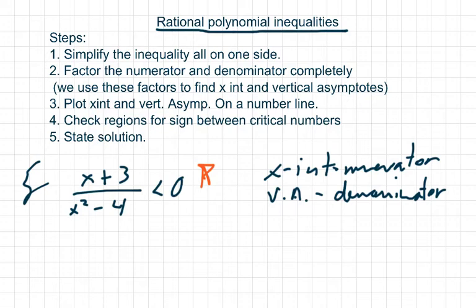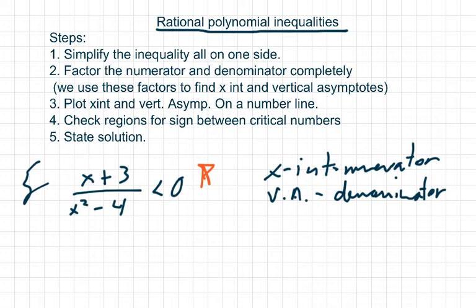We don't care. So then the third thing we're going to do is take all those x-intercepts and all the vertical asymptotes. We're not worried about holes in this. If something cancels out, we're not 100% concerned about it at all. So we're going to put those on a number line, and we're going to do the same thing we did with quadratic stuff. We're going to check the regions for signs, and then we'll just state our solution.